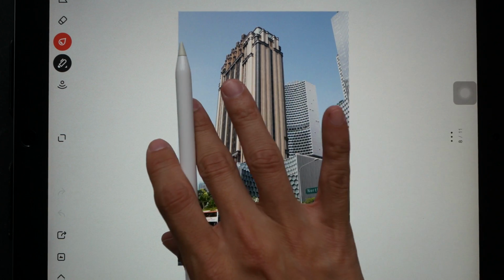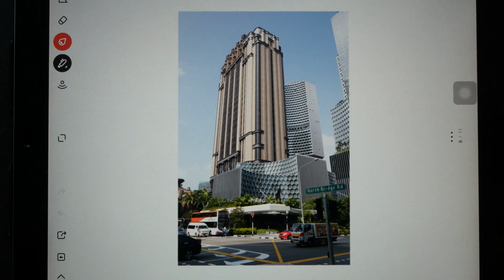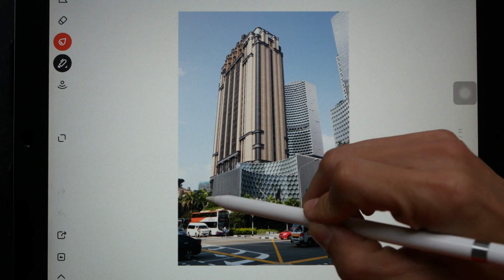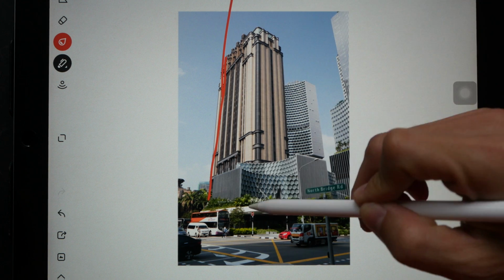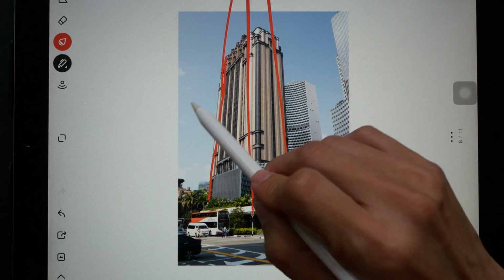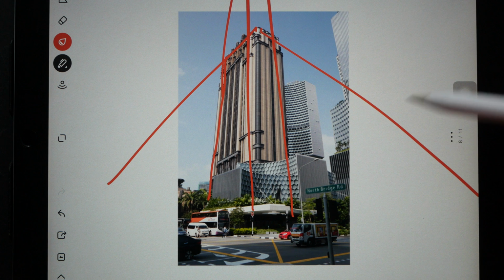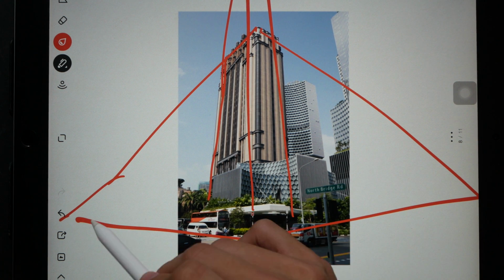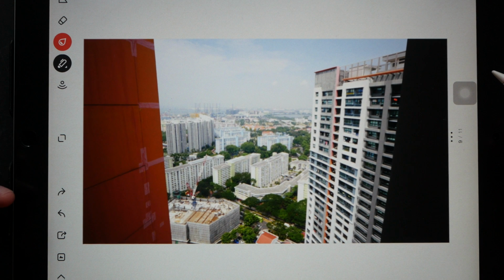Whenever I see a vertical line that is tilted, especially in a photograph like this, for example, 3-point perspective comes to my mind straight away. So this will go up, and this will go up. So there's one vanishing point right at the top, and there are 2 more vanishing points at the ground level on the horizon. Here's another example of 3-point perspective.